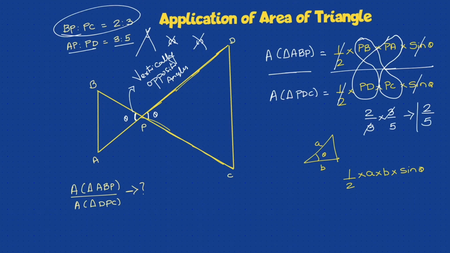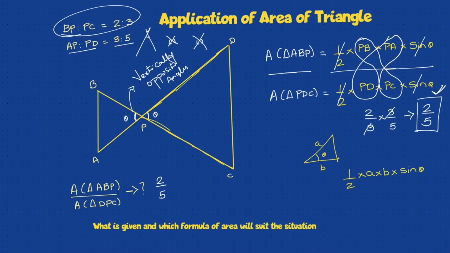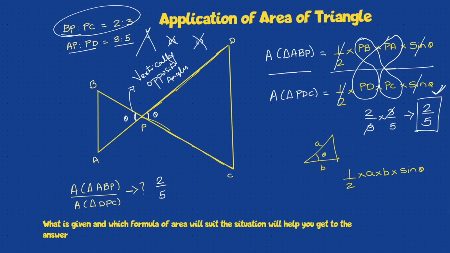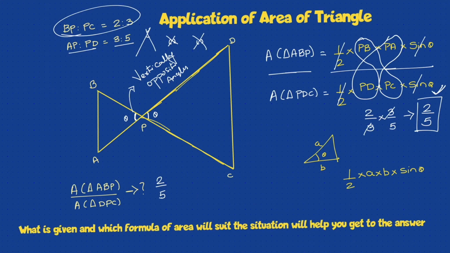3 gets cancelled, the answer is 2/5, and that is my final answer. So the answer to this is 2/5. You just need to know which formula of area you will use in which situation. What are the things that have been given to you? Circumradius, inradius, all three sides, height, sine of the angle between the two sides. That is what you will have to think: which formula will you use in which situation to get to the right answer?